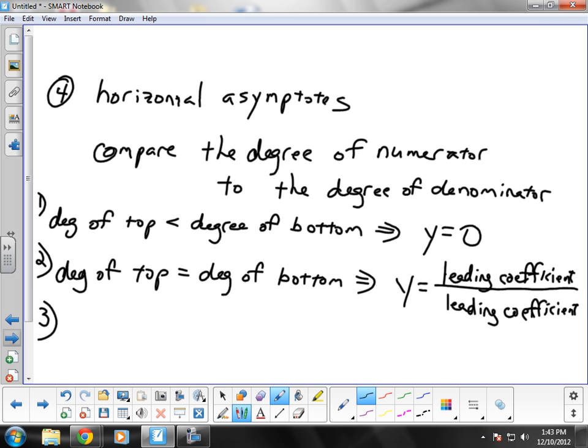And then, of course, my last case is that the degree of the top could actually be the larger one. So it could be bigger than the degree of the bottom. And if that's the case, then there is no horizontal asymptote.